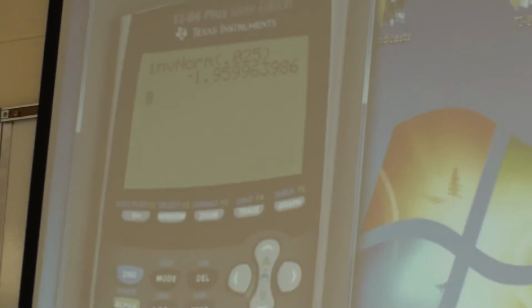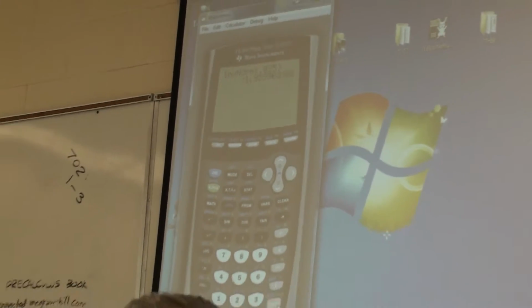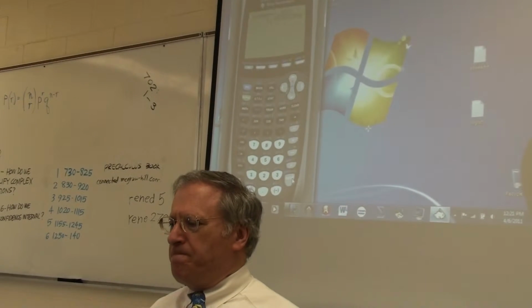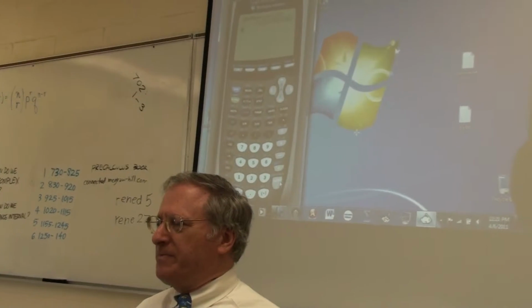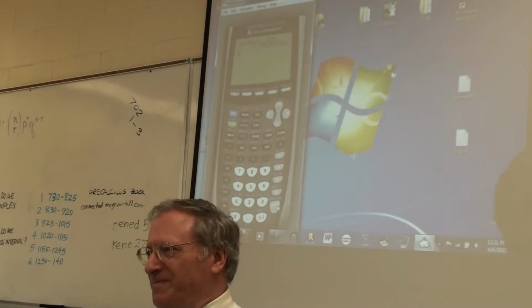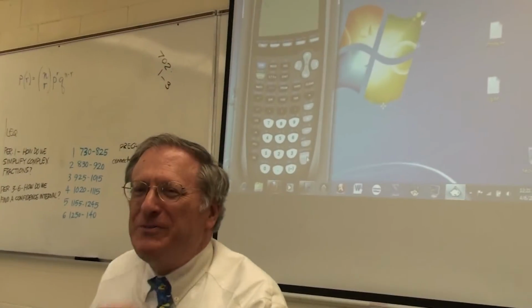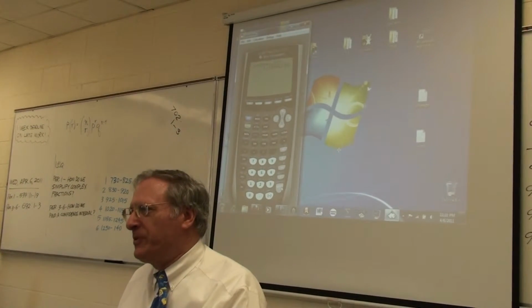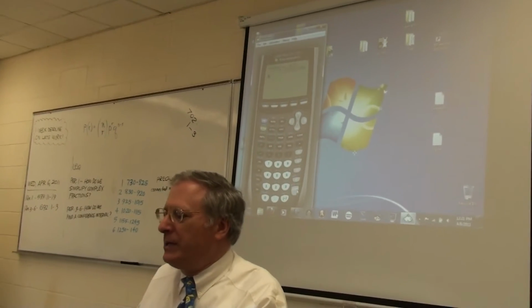So you could find the corresponding z value for any confidence interval using this method. Do folks see what I did? That's inverse normal. Okay. So inverse normal goes from area down to z value. Normal CDF goes from z value to area.